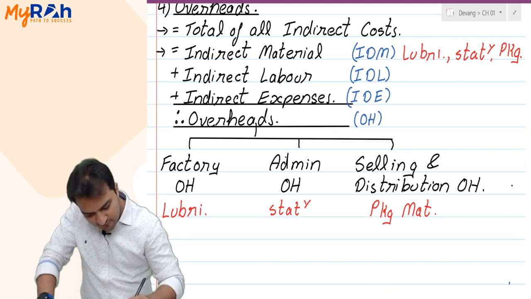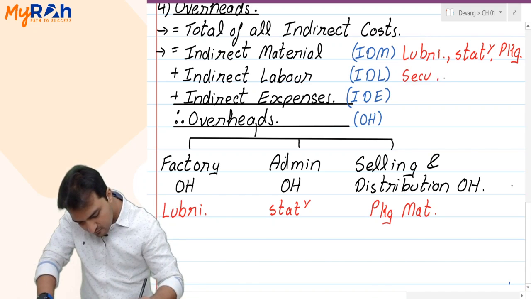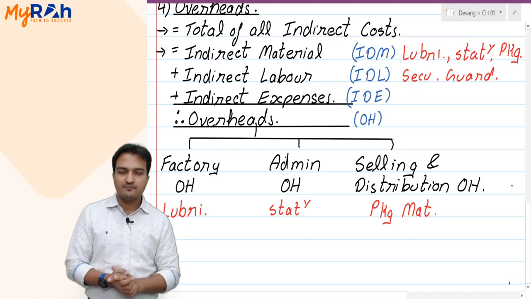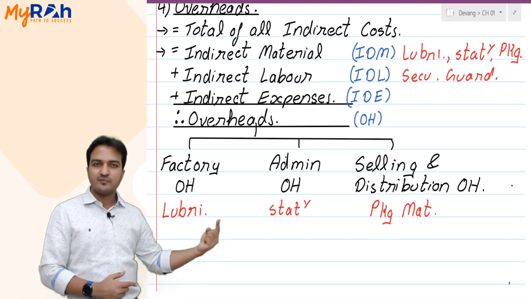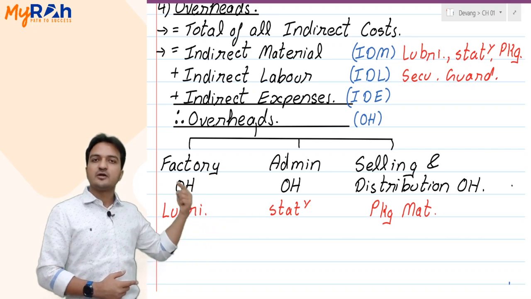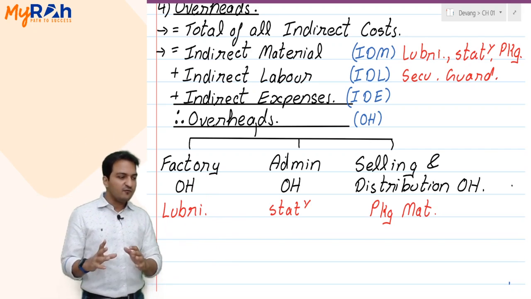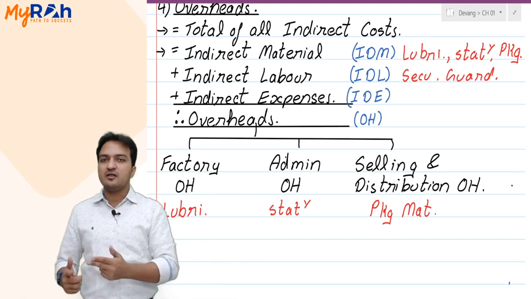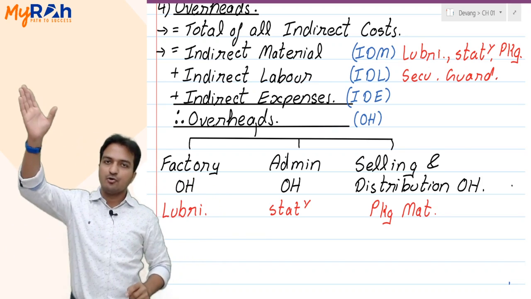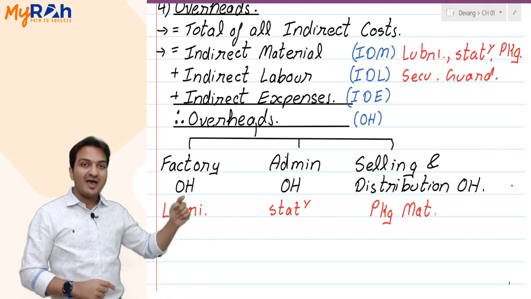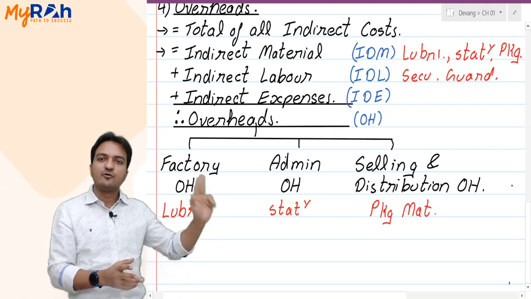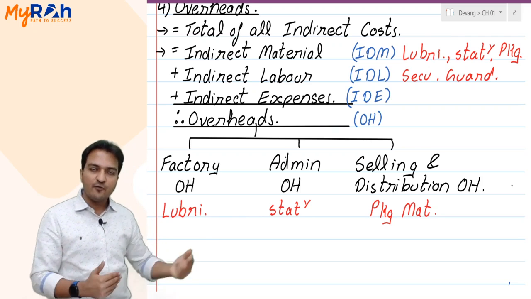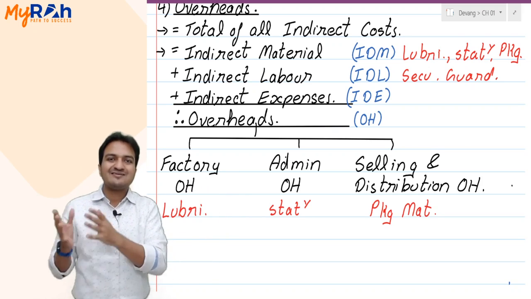Similarly, indirect labor. For indirect labor, I gave you the example of a security guard. Now, if indirect labor example was security guard, where would that fall in my classification here? Will that fall as factory overheads or admin overheads or selling overheads? Well, think logically, it can fall in either one of them. If that security guard is at the factory gate, then his salary will become factory overheads. If that same security guard is put in the accounting office, then his salary would become admin overheads. And if that security guard is put at the showroom, then his salary would become selling and distribution overheads. So the same security guard wages or salary can fall under any of these three depending on where it is incurred.